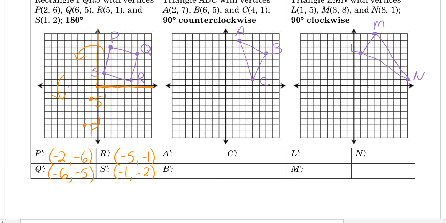1, 2, 3, 4, 5, negative 1. That would be your image of R. And then negative 6, negative 5, 1, 2, 3, 4, 5. That would be your image of Q. And we should be able to see that we have a congruent shape. Again, remember that rotation is another example of a rigid motion, so the pre-image and image should be congruent.